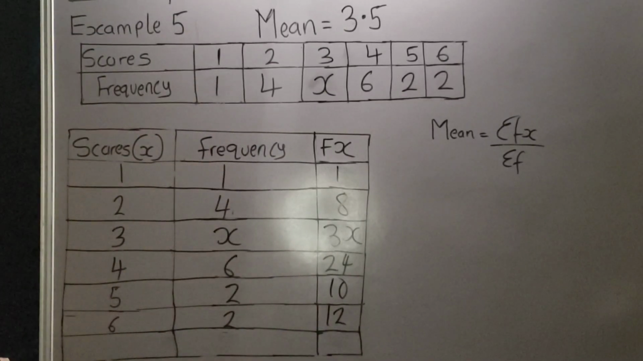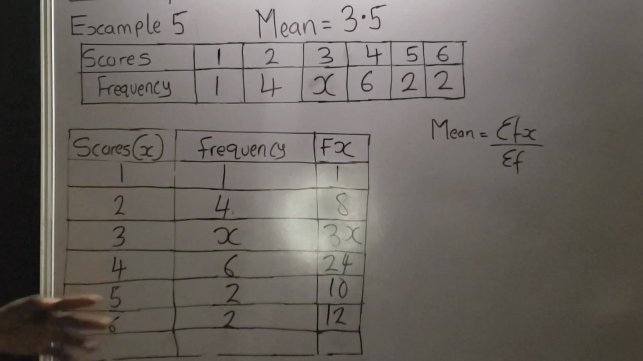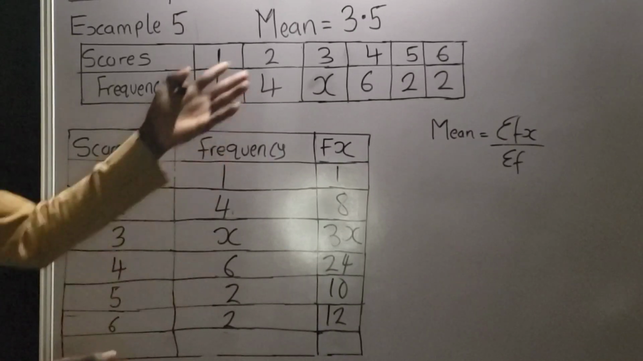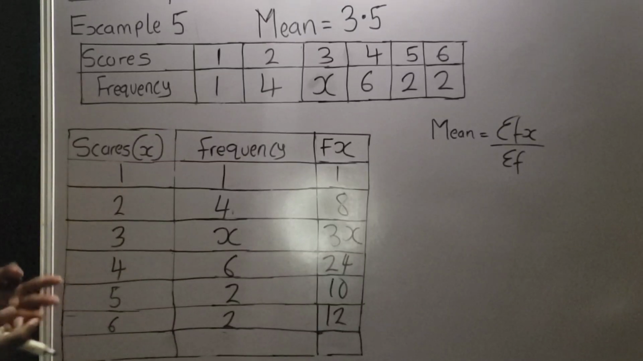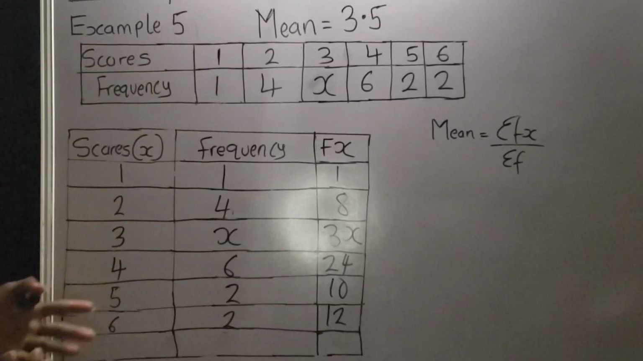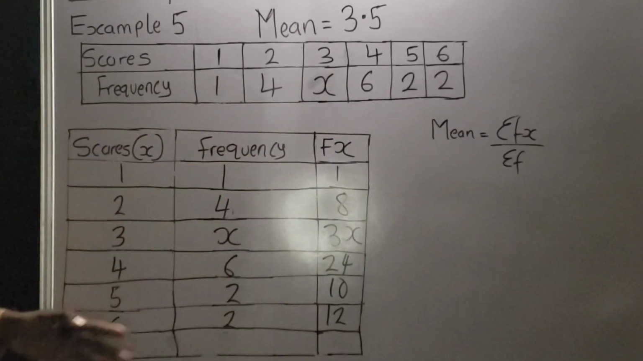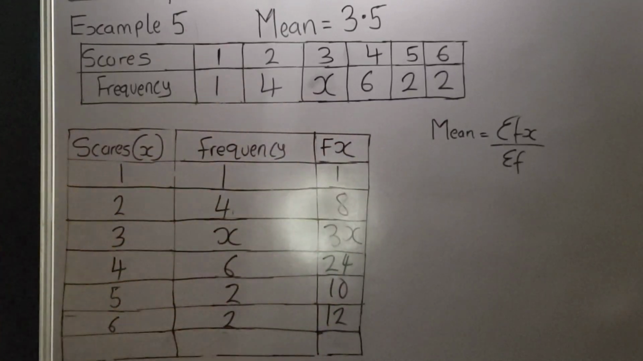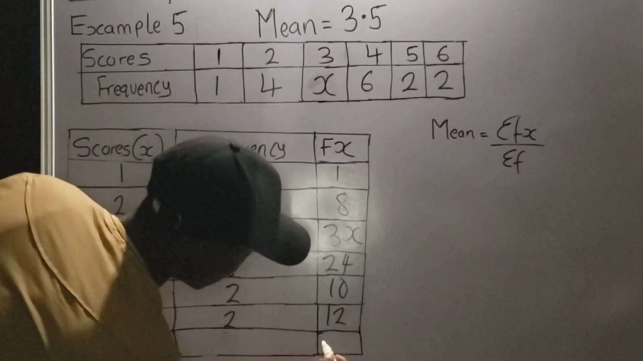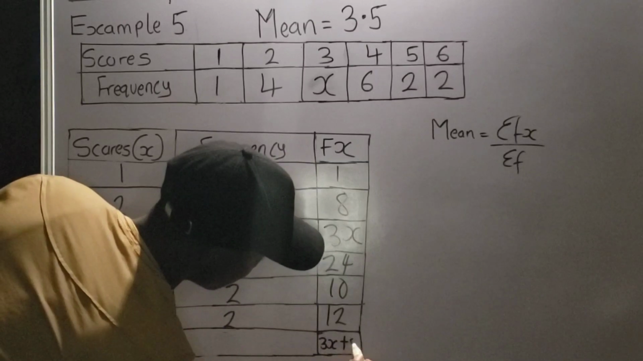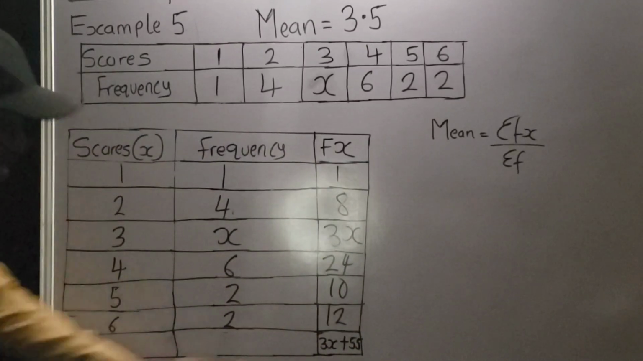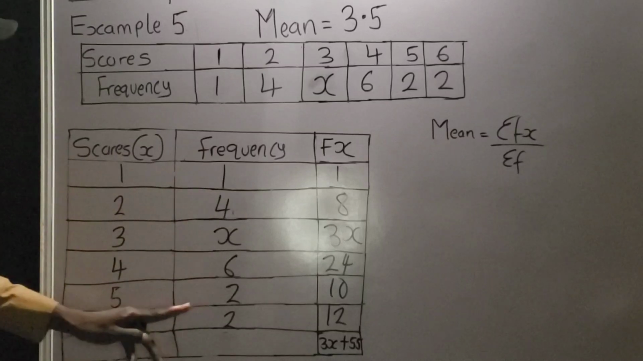Now I want you to pay attention here. Don't forget that we are only looking for the value of x. We have been given the value of mean. In order to calculate the value of x, since we know the value of mean, we are going to make use of the formula of mean, which is summation fx all over summation f. So I'm going to find summation fx, which is the sum of all the values in this column. If you take the sum of all the values in that column, you are going to get 3x plus 55. So let us take the value of the frequency column also.